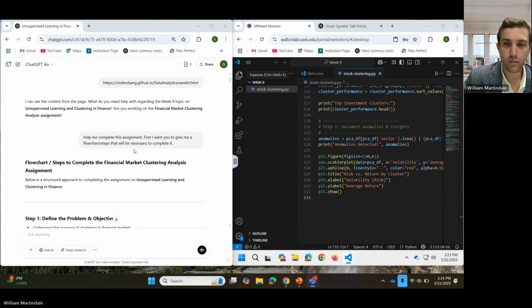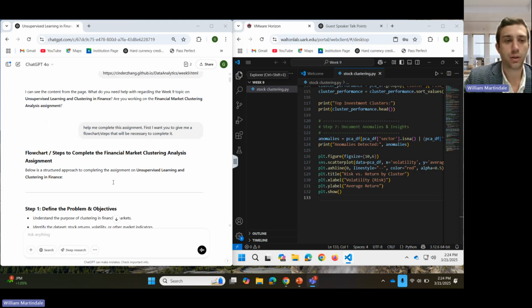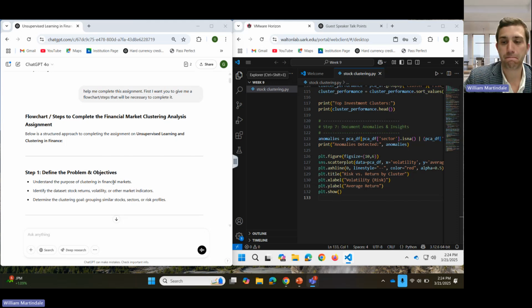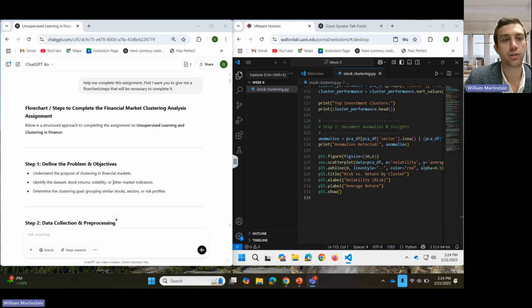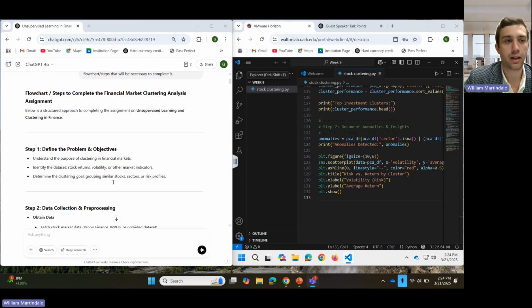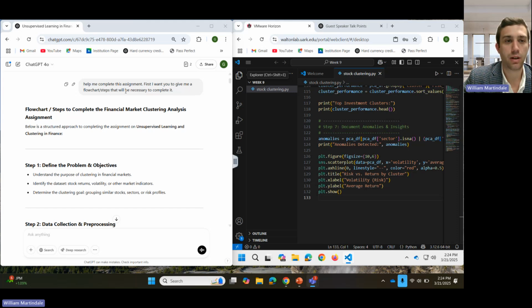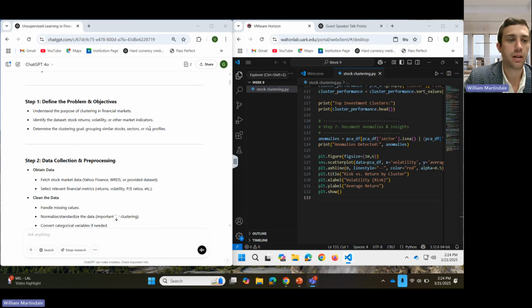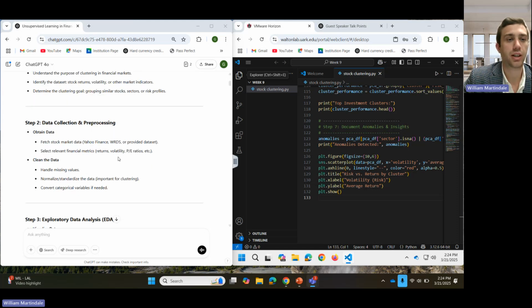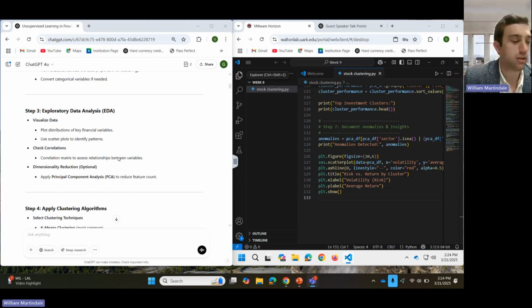First I gave ChatGPT the link to our class website so it could understand the instructions for my assignment this week. And then I asked for a flowchart or steps that would be necessary to complete it. So step one, define the problem objectives, and then processing, and so on and so forth.